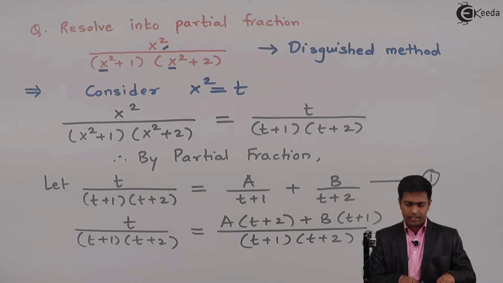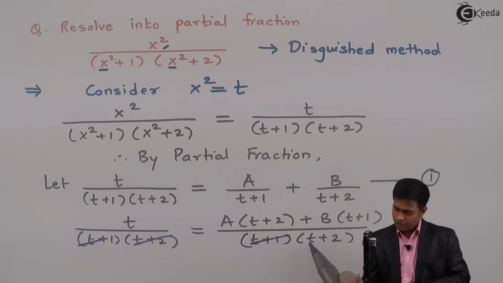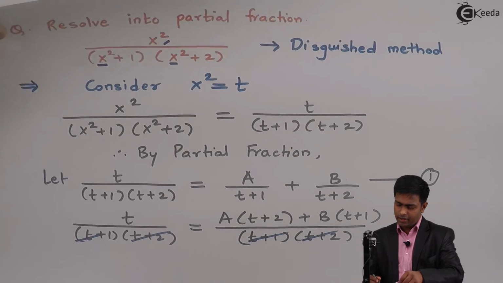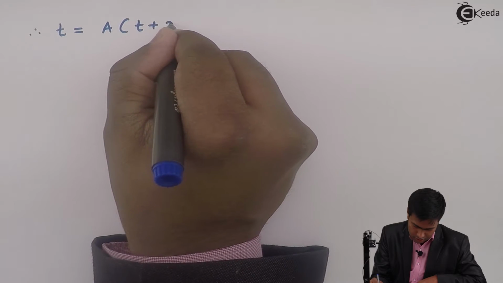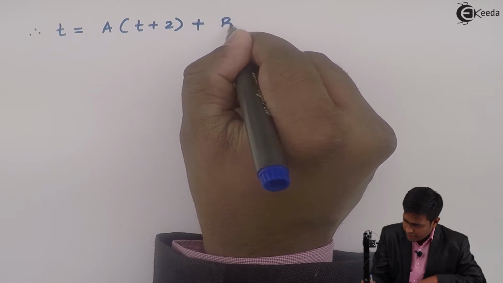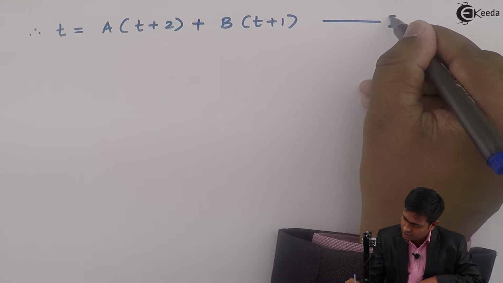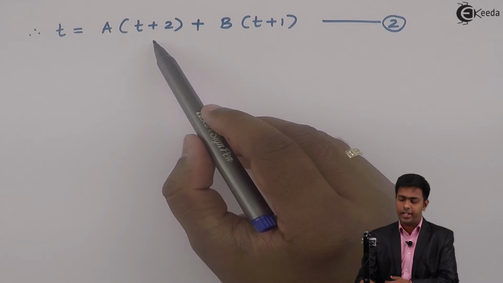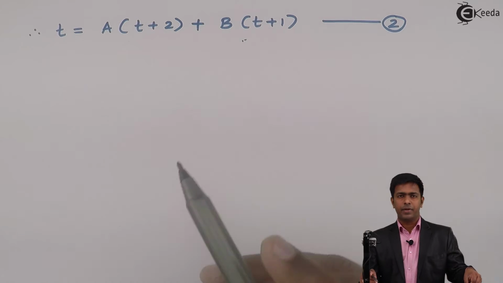Now we can cancel t plus 1 and t plus 2 from the denominators of the left hand side and right hand side. So therefore we get t equal to a into t plus 2 plus b into t plus 1, and I will call this equation number 2. Now we will substitute different values of t in equation number 2 to get the values of a and b.